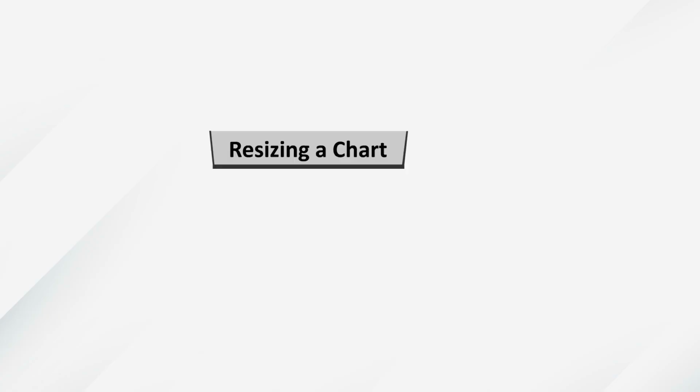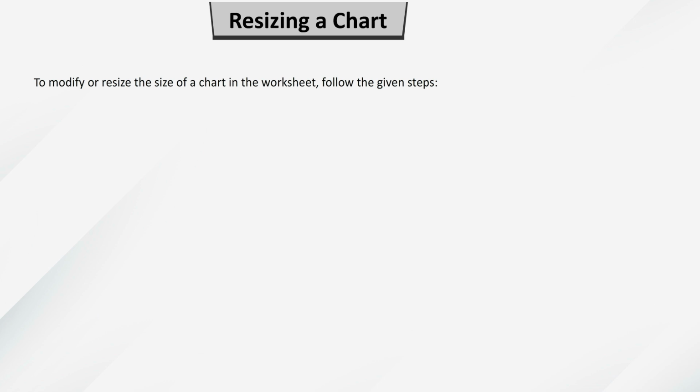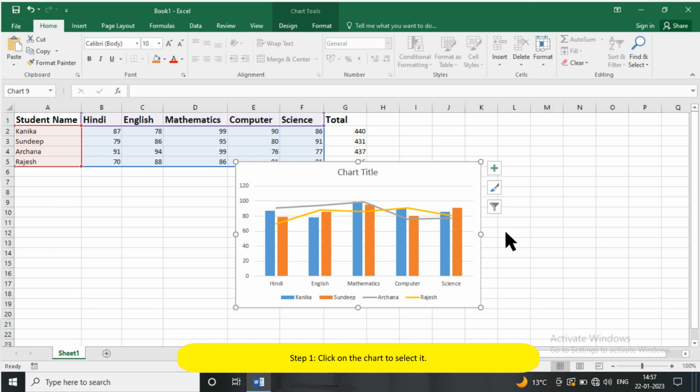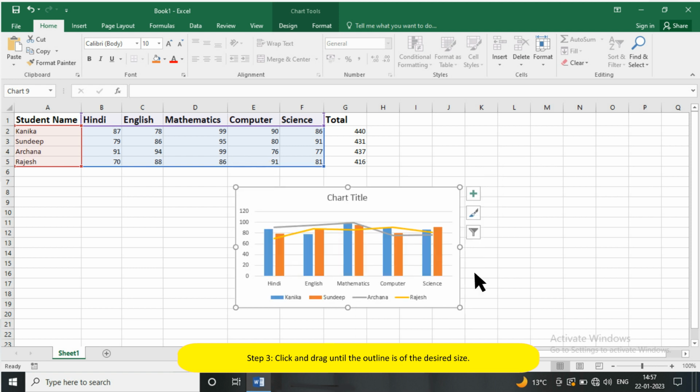Resizing a chart. To modify or resize the size of a chart in the worksheet, follow the given steps. Step 1. Click on the chart to select it. Step 2. Move the pointer over its resizing handles. The pointer changes into a double-headed arrow. Step 3. Click and drag until the outline of the desired size.